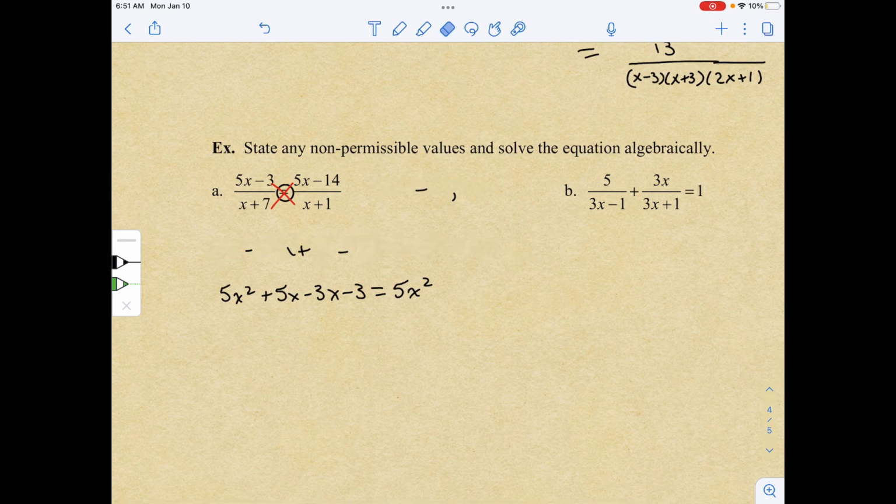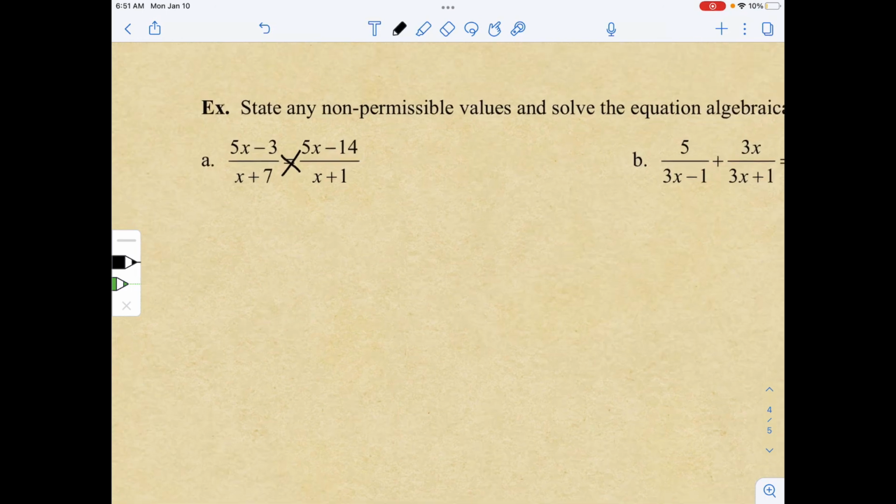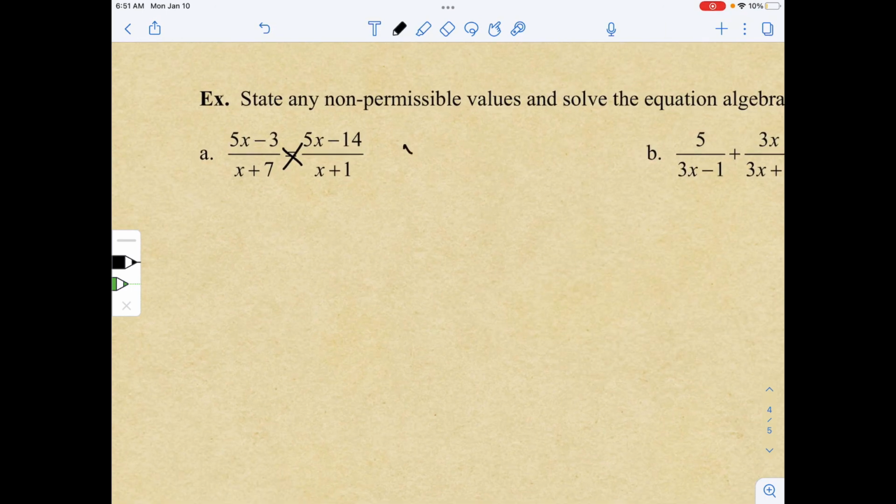I'd started this, but my computer, or my iPad, is low on battery. So this first question says state the non-permissible values and solve the equations. This is an equation, and it's actually a proportion because there are 2 fractions and an equal sign. So I just need to cross multiply this one. We can see that x cannot equal -7 and -1. And when we cross multiply, we get 5x minus 3 times x plus 1 equals 5x minus 14 times x plus 7.